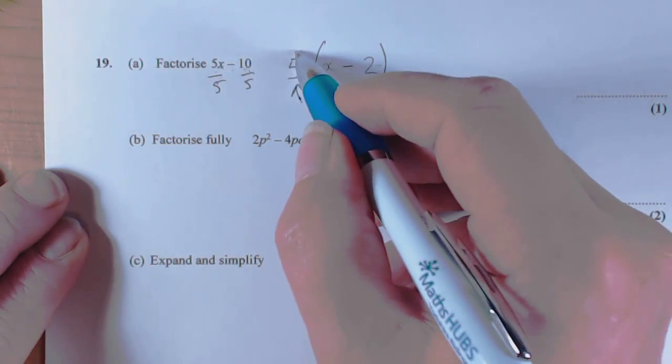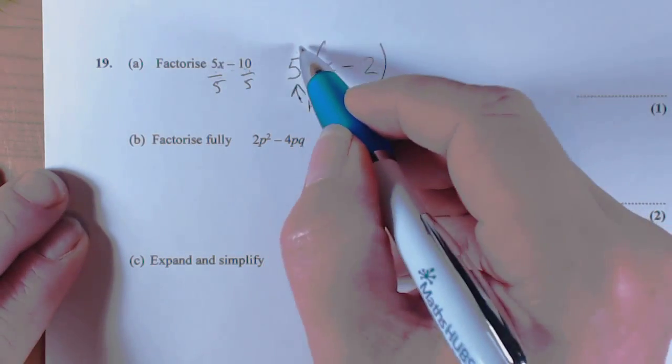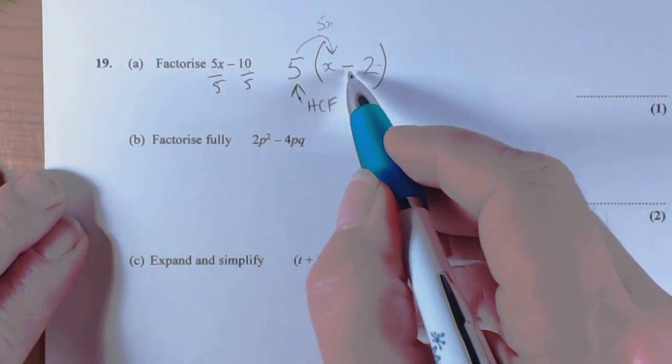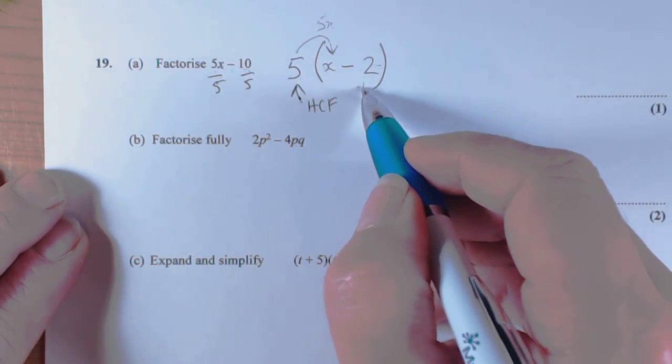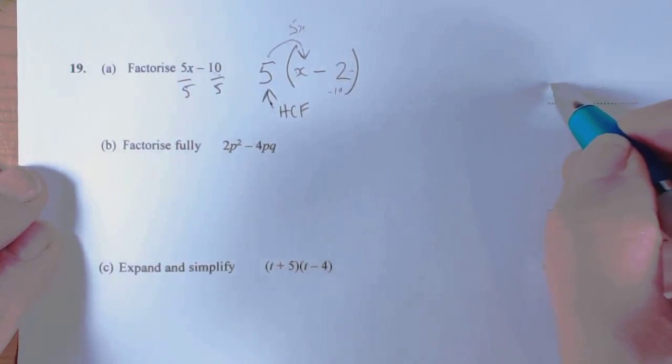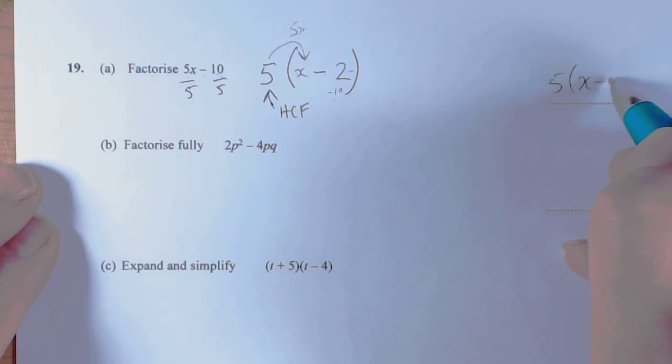Now the check is to expand, so in your mind you should be thinking 5 times the x, 5x, and 5 times the negative 2 there is negative 10. So we can see we've got 5x take away 10. So the answer is 5 bracket x take away 2.